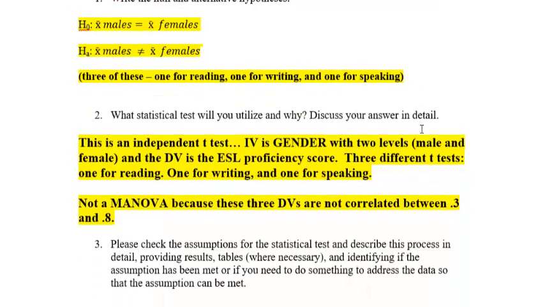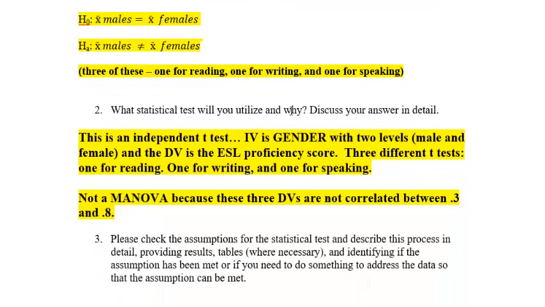Okay, number 2, what statistical test will you use and why? I just went over that. These are going to be 3 independent t-tests. The IV is gender, and it has 2 levels. In other words, male and female. And the DV is going to be the proficiency score, but there's 3 different ones, right? 1 for reading, 1 for writing, and 1 for speaking.